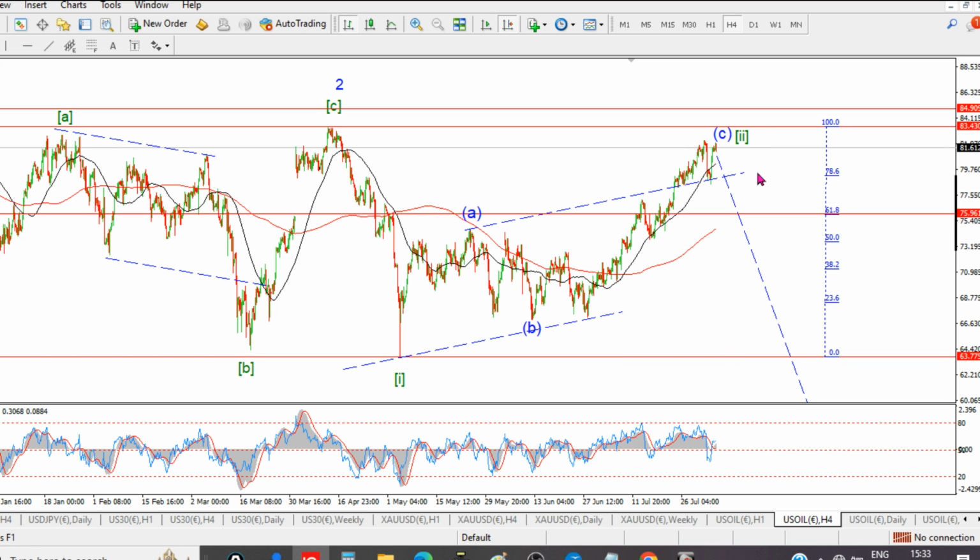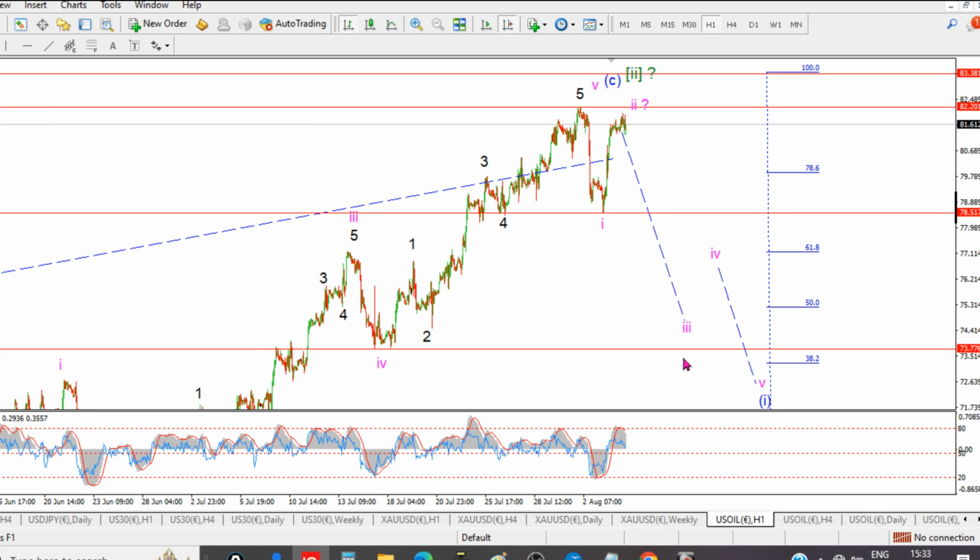It's very close to the bone here, quite close to the invalidation mark. We'll get into the hourly count, and I'll show you there. 83.38 is that invalidation level.